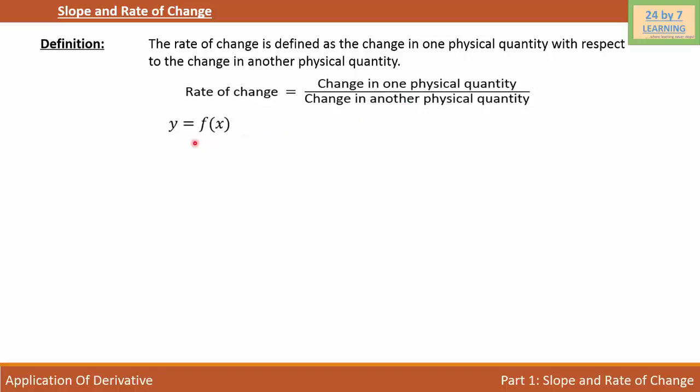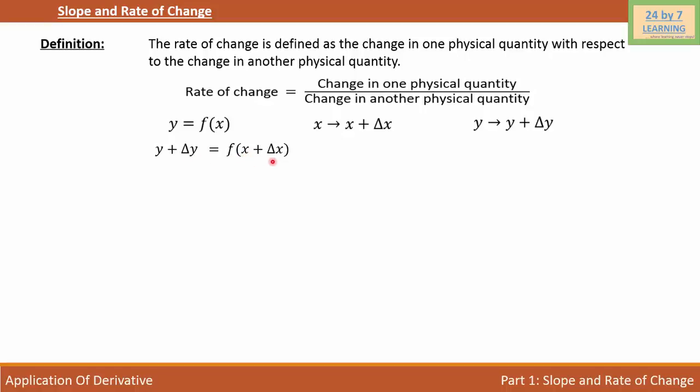So let's consider a function y is equal to f(x). Let the value of x increase from x to x plus delta x. In the same way, the value of y increases from y to y plus delta y. So when the values of x and y are increasing, the value of the function will be y plus delta y is equal to f of x plus delta x. As we can see, for this function, y and x both are increasing.